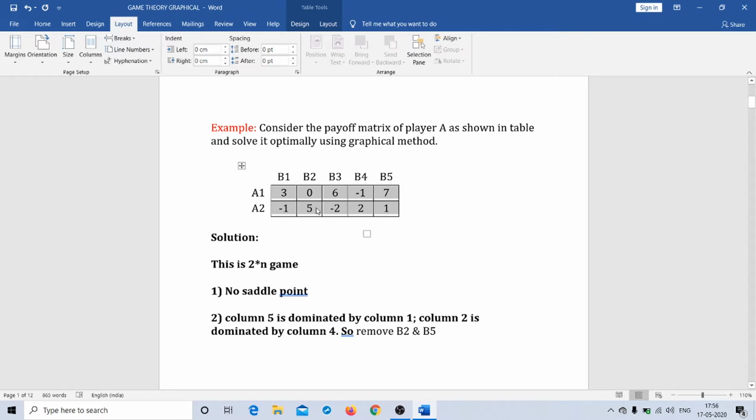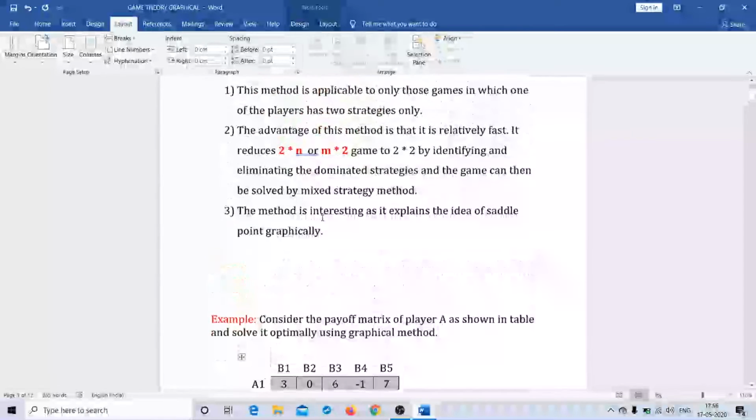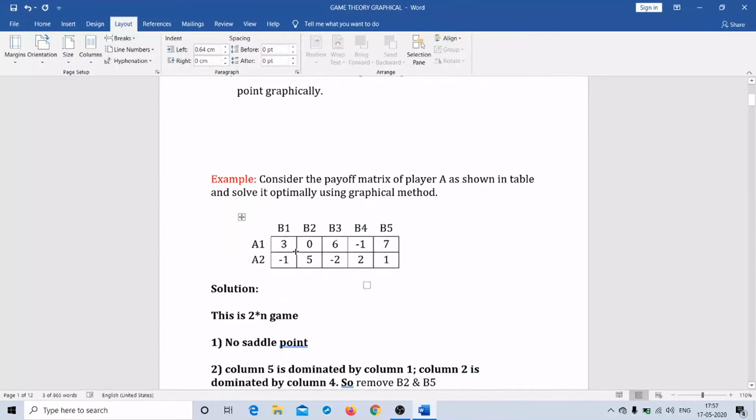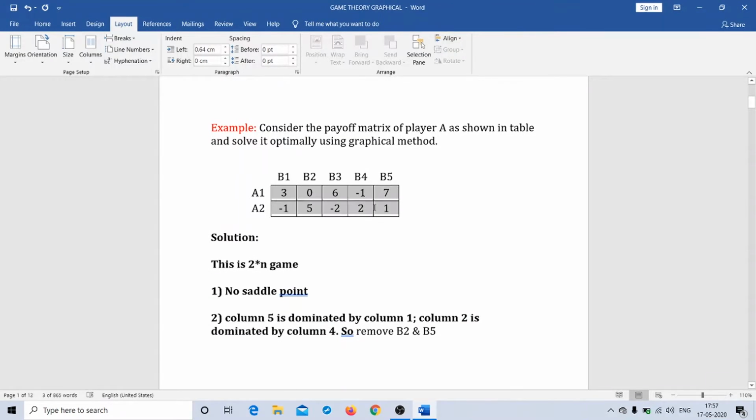The order of the matrix is 2 cross 5, and that's what I told you earlier, that this particular approach is used only when one of the players has two strategies, right? The number of columns is 5, so this is called a 2 cross n game, where n can have any value. That is player B's strategies. So I have both players with these strategies, and let me explain how we solve this graphically.